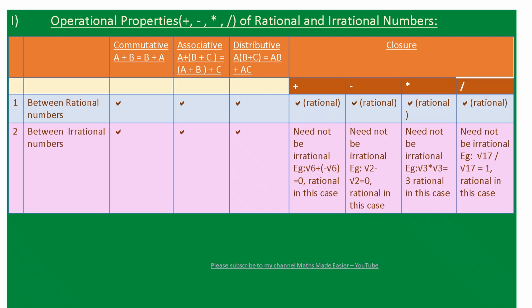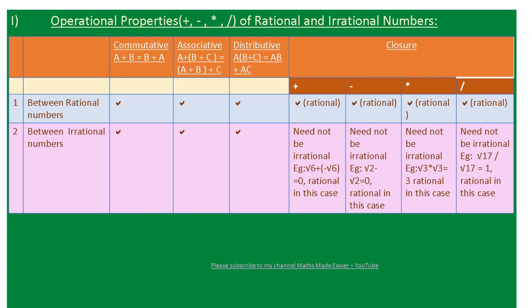Between any rational numbers, it follows the commutative property, associative property, as well as the distributive property. If you look into the closure property between rational numbers, the plus, minus, multiply and divide, they are all closed, meaning the resultant will always be a rational number.